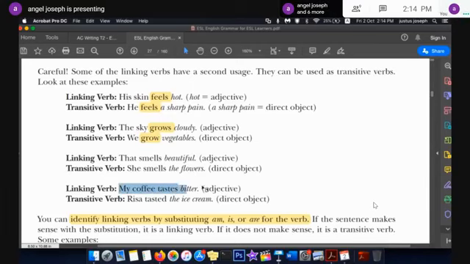Moving on. "My coffee tastes bitter." Bitter is the adjective that is being used here. Tastes is the verb, but here it's not the action of tasting something, but rather it's the condition of the coffee. Here tastes is used to show the condition of the coffee that you have. So, my coffee tastes bitter.